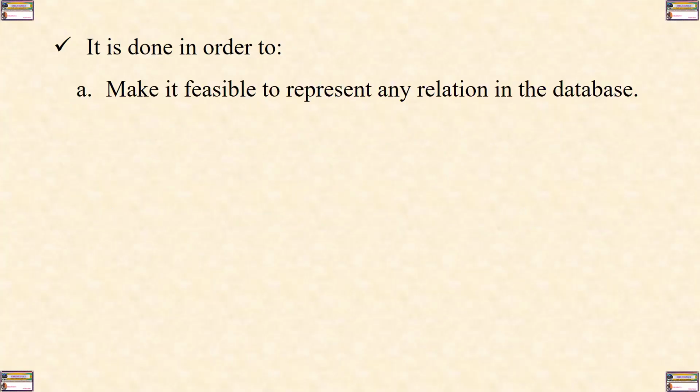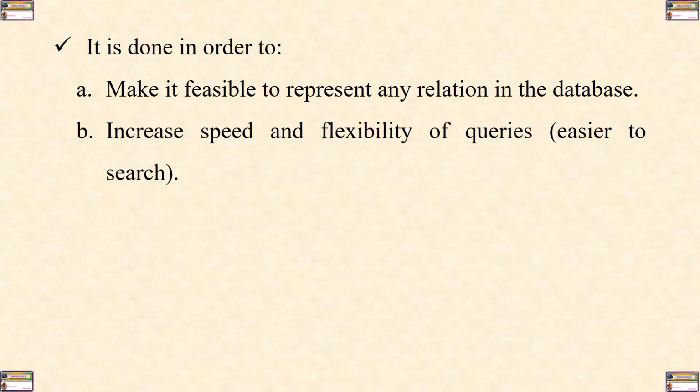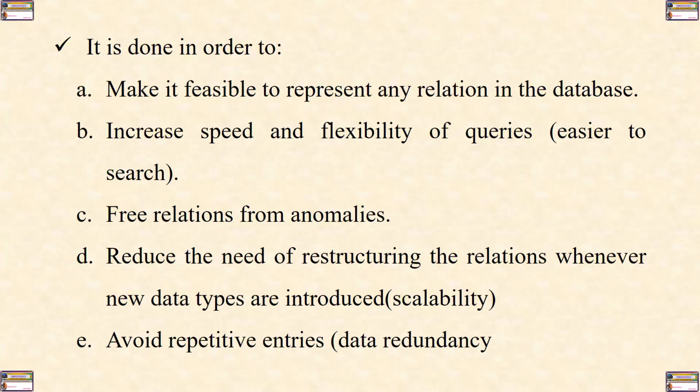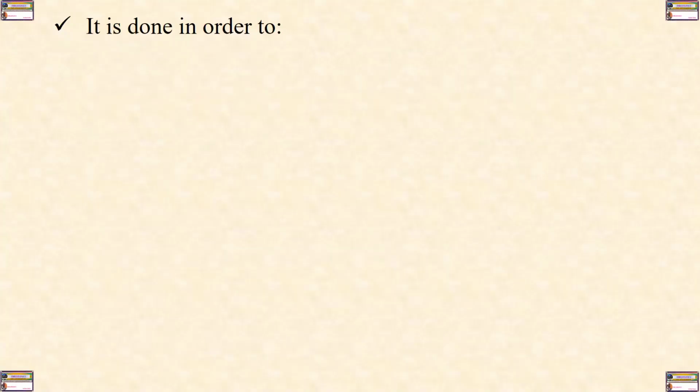It is done in order to, number 1, make it feasible to represent any relation in the database. Number 2, increase speed and flexibility of queries so that it becomes easier to search for any information. Number 3, normalization frees relations from anomalies. Number 4, it reduces the need of restructuring the relations whenever new data types are introduced. Number 5, it helps avoid repetitive entries or what we call data redundancy.